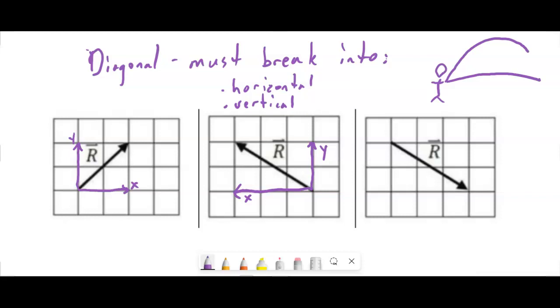Now let's take a look at this one. It is going down and to the right. So let's go ahead and do the to the right. And that is our x. And then down, that's our y.